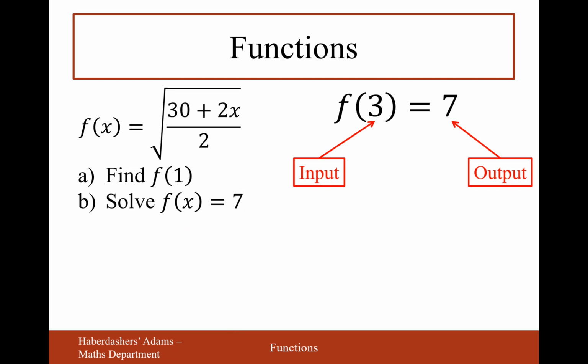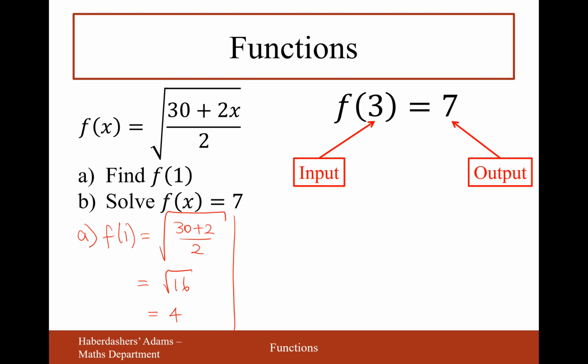Let's move on to a more difficult question here. Pause the video and have a go at this one. Okay, so we're slowly increasing the difficulty level here. Part A just means put 1 into the function because it says find f of 1. So that's going to be f of 1 equals the square root of (30 + 2) divided by 2. That's going to be the square root of 16, and the square root of 16 is 4.